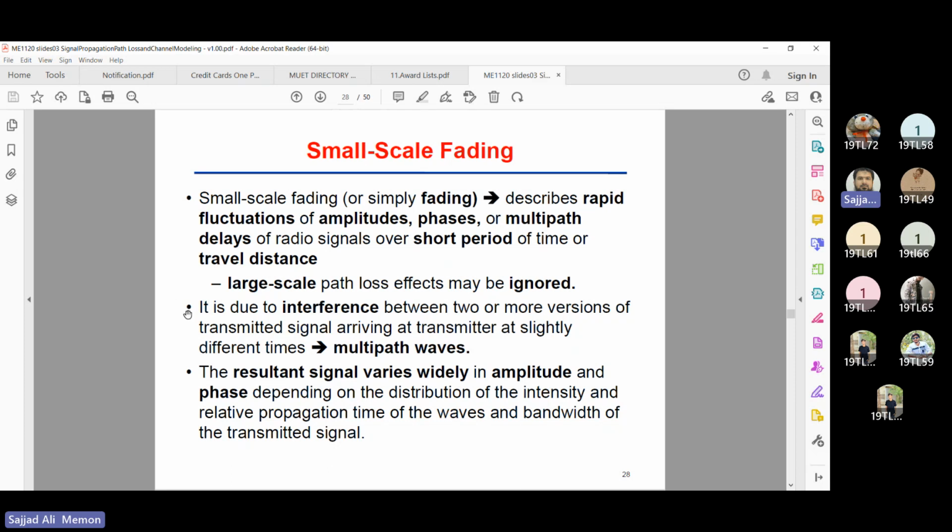It is due to interference between two or more versions of the transmitted signal arriving at the receiver at slightly different times, multipath waves. So that is separate from your large scale path loss. The resultant signal varies widely in amplitude and phase depending on the distribution of the intensity and relative propagation time of the waves and the bandwidth of the transmitted signal.